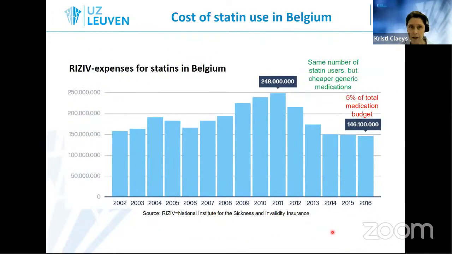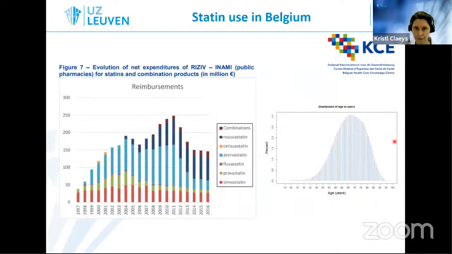If you look at the expenses in Belgium for the statins, you can see that in 2011, that was 250 million euros per year. And nowadays it's around 150 million euros, which is 5% of the total medication budget. This decrease is due to the introduction of the generic medications, which are a little bit cheaper, but still this budget is very huge. This is the same graph, but from 1997, where you see the increase is much more impressive.